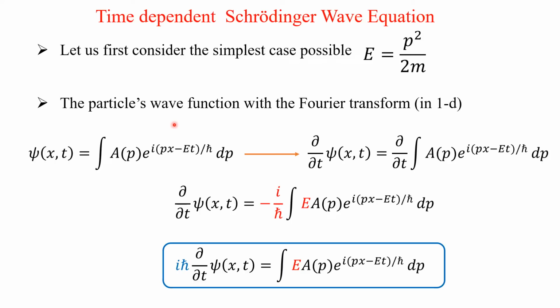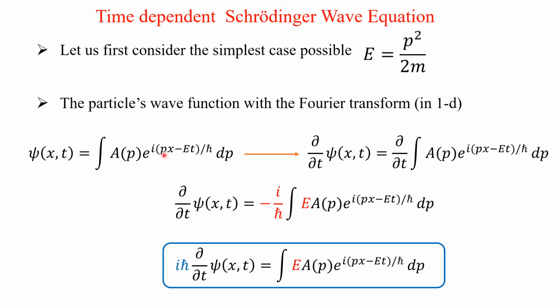That we know. The particle's wave function with Fourier transform in one dimension can be written as follows. Here I would like to highlight one of the most important points. In quantum mechanics, we are dealing with wave particle duality. So naturally, the particle will have specified momentum and energy.